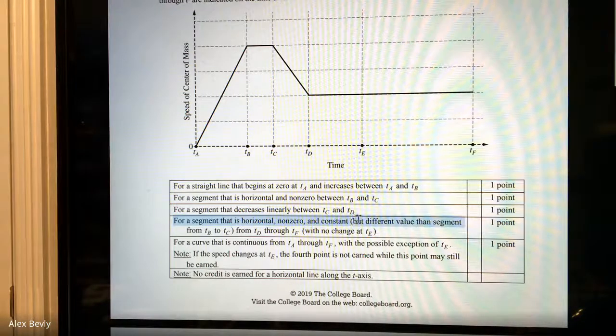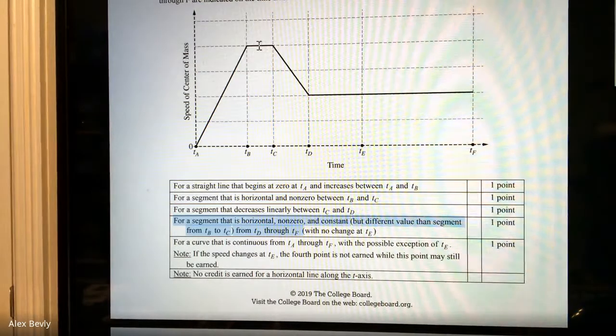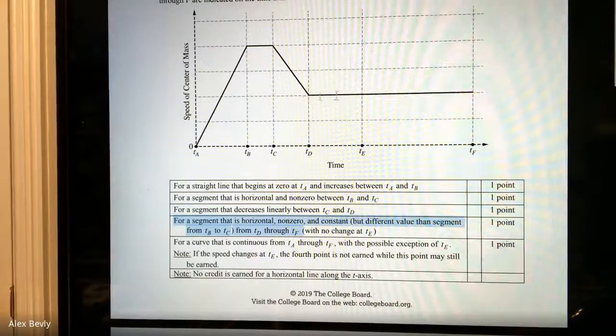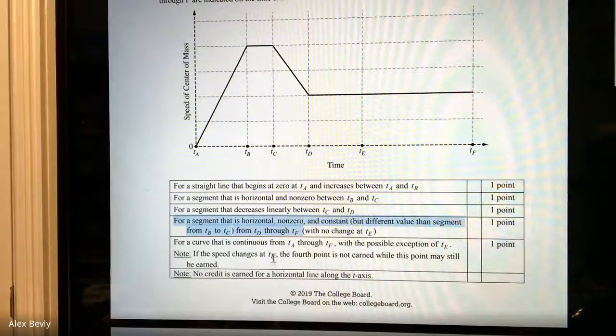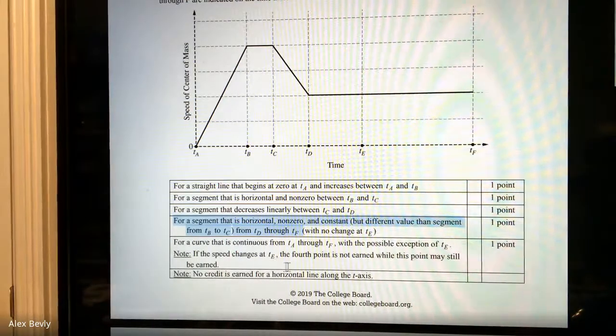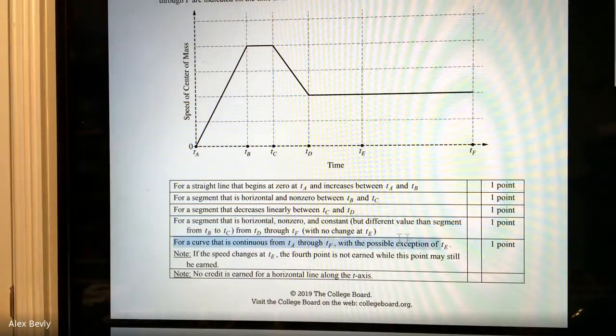Horizontal, non-zero, constant, but a different value from the original segment. So this has to be horizontal and non-zero, but it has to be different than this line. If you just drew a straight line like this, you don't get that point because that's not the same. I don't think people probably would have done that one. And then the curve is continuous from A through F with a possible exception of time E.